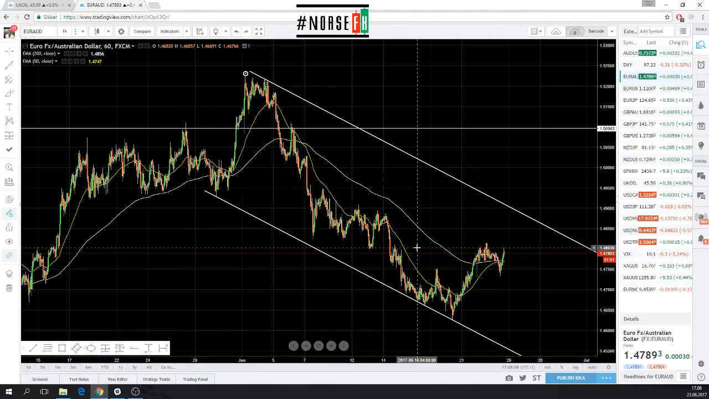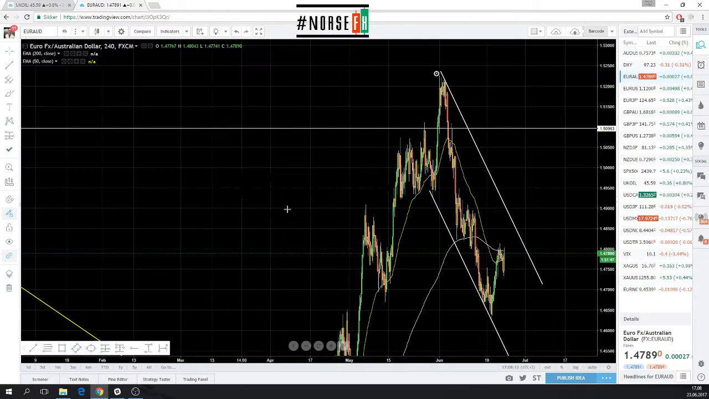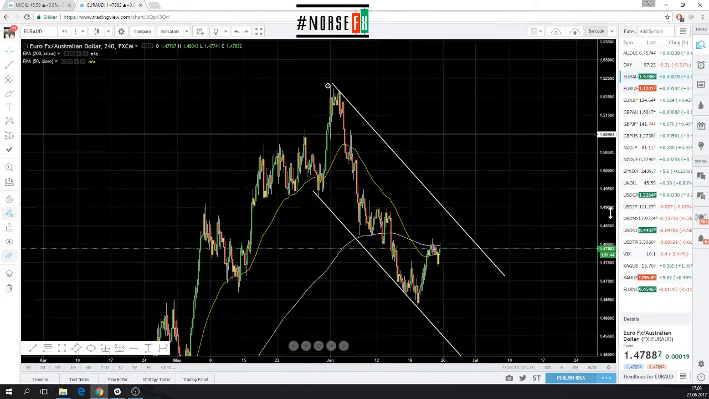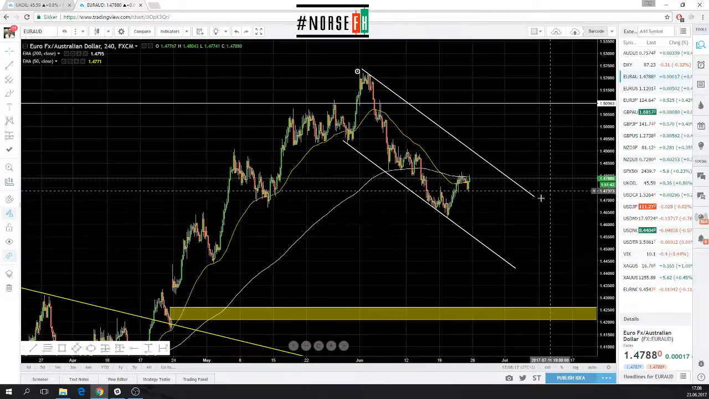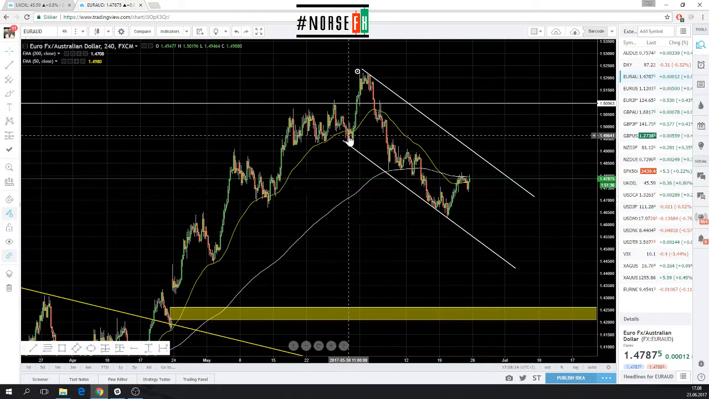So Euro AUD is very, very good when it comes to the trend following EA as well. If you switch to the 4 hour, you can see that the 4 hour 50 EMA and the 1 hour 200 EMA, it's just the same.